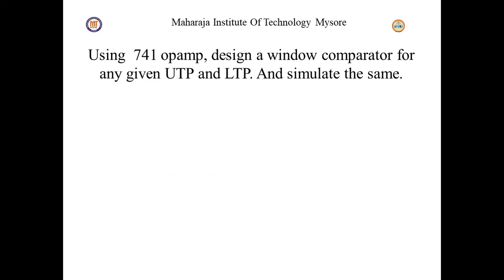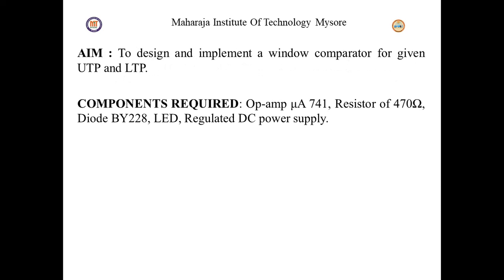In this session, I'm going to explain how to design a window comparator using a 741 op-amp for any given UTP and LTP, and to simulate the circuit. So the aim of the experiment is to design and implement a window comparator for the given UTP and LTP. UTP is the upper threshold point and LTP is the lower threshold point.